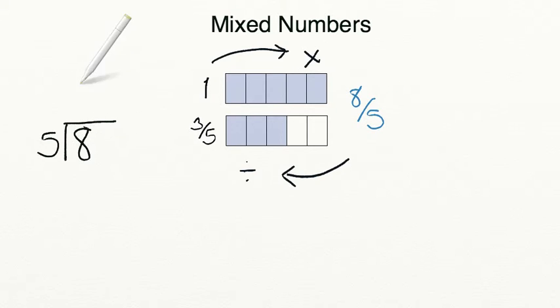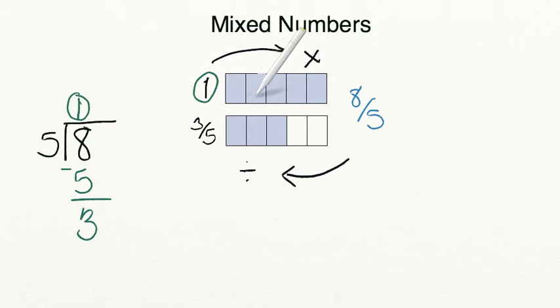Now 5 can go into 8 one whole time. 5 times 1 equals 5. And then when we subtract down, that gives us a remainder of 3. Well, as you can see, we have one whole, which is also the one whole for our mixed number. Now that means that we have a remainder of 3, just like we have a remainder in our mixed number of 3/5.